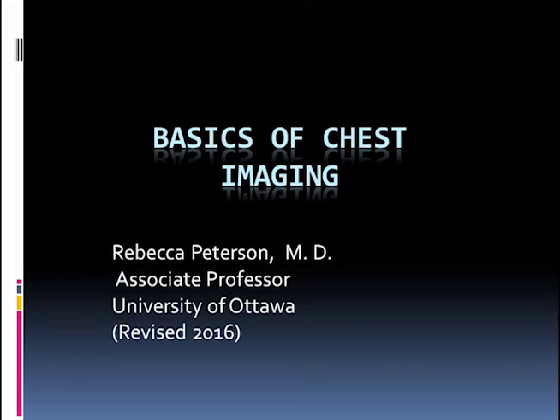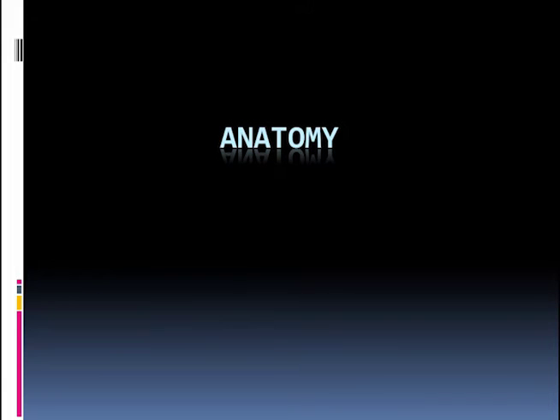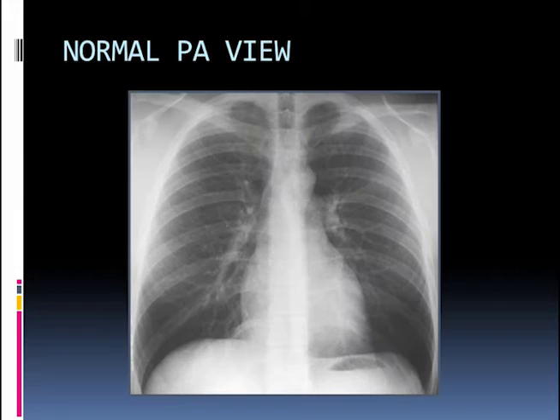Okay, I'm Dr. Peterson. I'm from the Department of Diagnostic Imaging at the Ottawa Hospital, and I'm going to tell you a little bit about the basics of chest imaging. First of all, we're going to talk about the anatomy that we see on a chest x-ray.